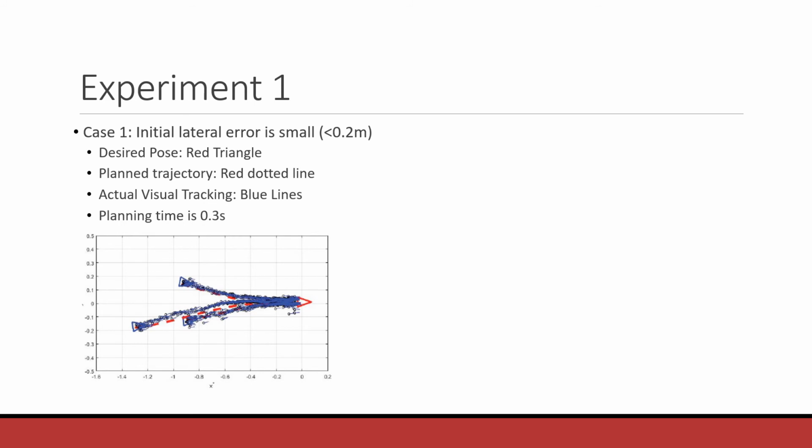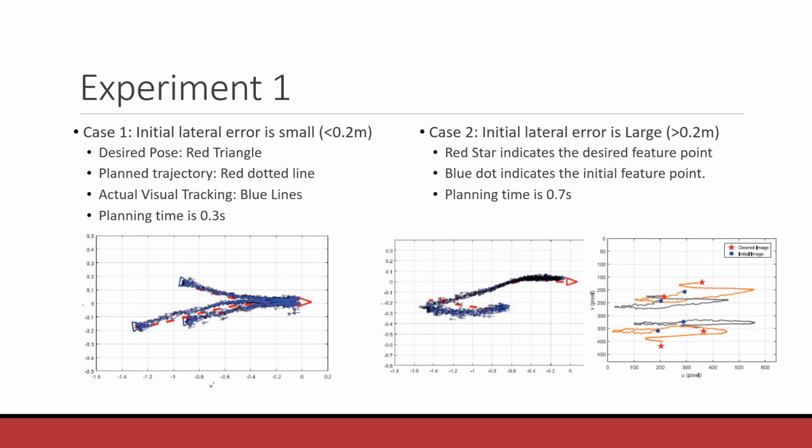Basically what we see here is that the red triangle is the desired pose, and these are different points that are under 0.2 meters of lateral error. The red dotted lines are the planned trajectories, and the actual visual tracking are these blue lines that we can see. Since the lateral error is so small, the planning time is really quick, around 0.3 seconds.